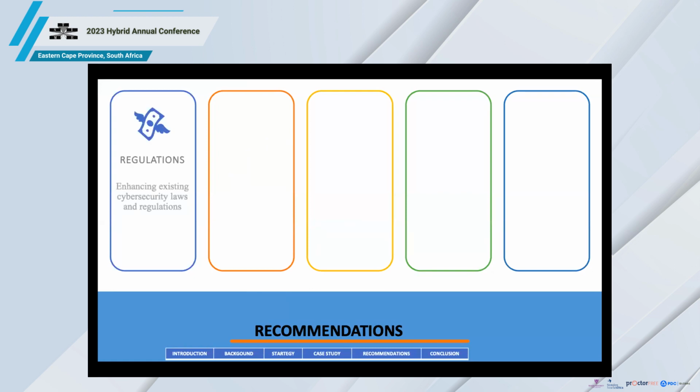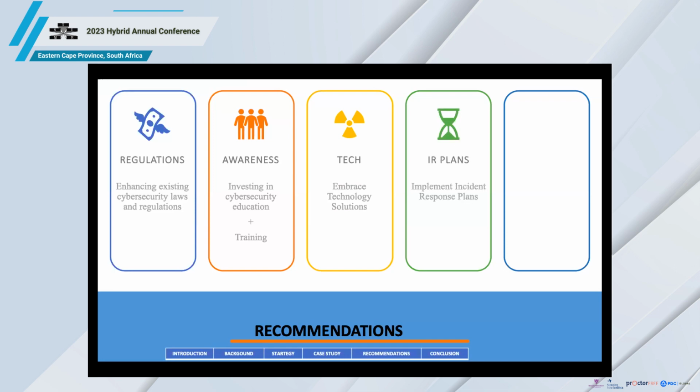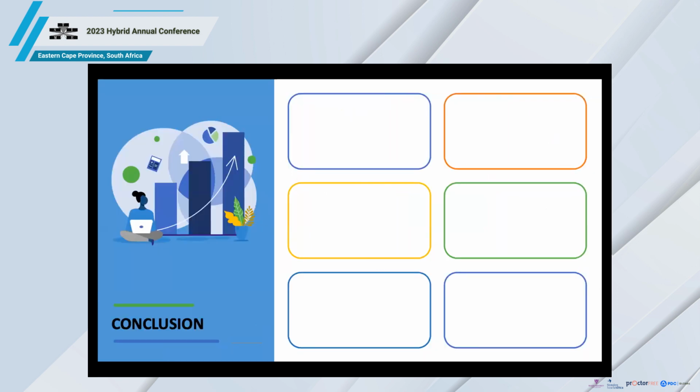To round up, some of the recommendations we propose are to make some changes to the regulations, increase investment in awareness, education, and training. We need to embrace new technologies. We need to implement incident response plans, which we already have, and also improve the general protection of our critical infrastructure. We need to engage in partnerships with all stakeholders, including the international community.